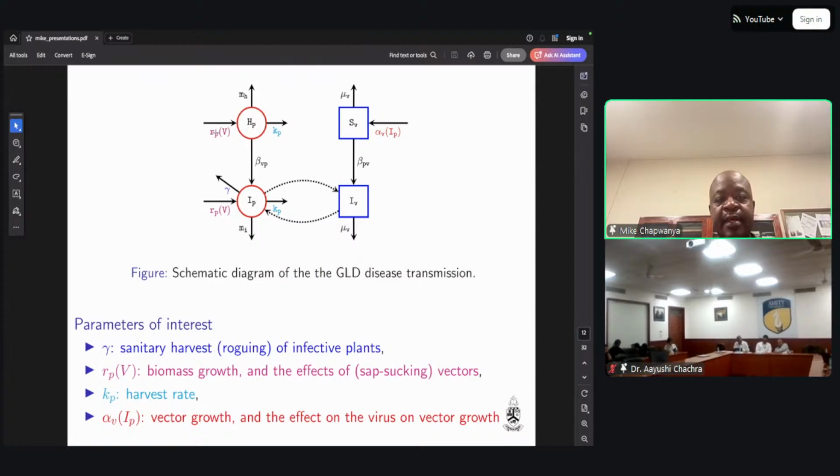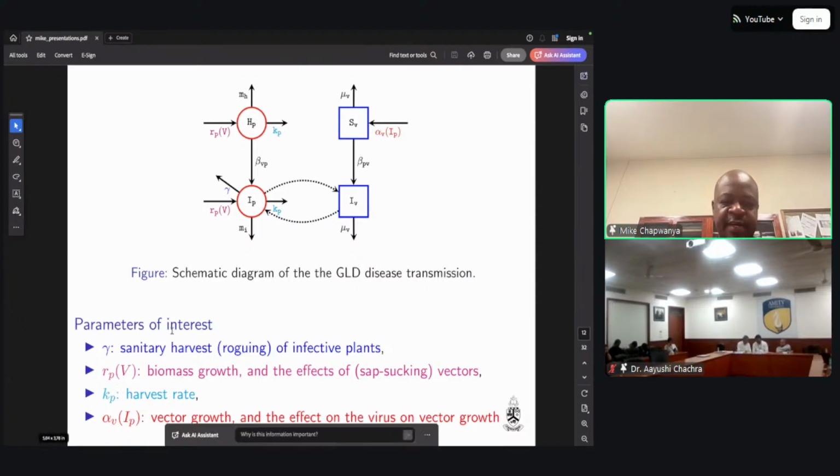Secondly, the biomass production, which means the way the plant itself multiplies or grows, is affected by the virus itself, or by the vector. And at the same time, the vector itself is also affected by the infected plants. Like I said, when the yellow leaves come, the vector is attracted to the plant, so that increases the spread of the disease.